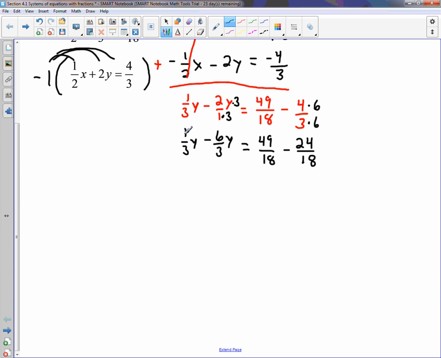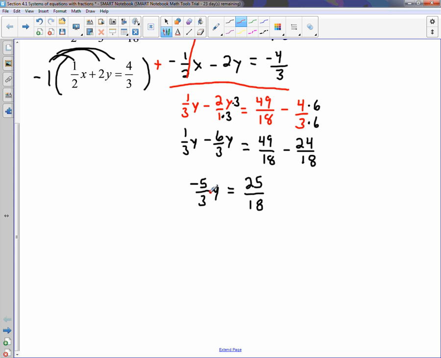So we have 1/3 minus 6/3. So 1 minus 6 gives me -5. I keep the denominator. 49 minus 24 gives me 25, and I keep the denominator. Okay, so we're almost solved for y.